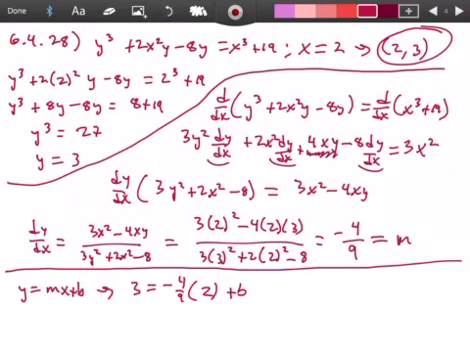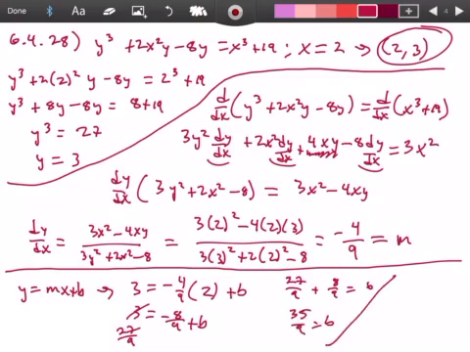3 equals negative 8/9 plus b. 3 is really 27/9. So 27/9 plus 8/9 will equal b. 27 plus 8 is 35, so 35/9 will equal b. And we finally get the equation: y equals negative 4/9 x plus 35/9.